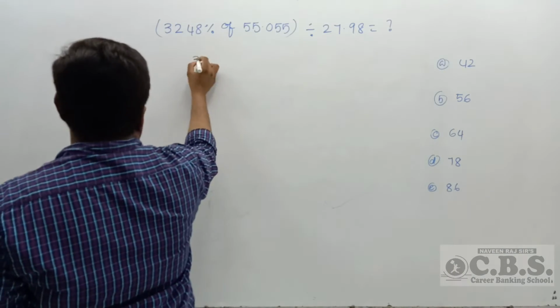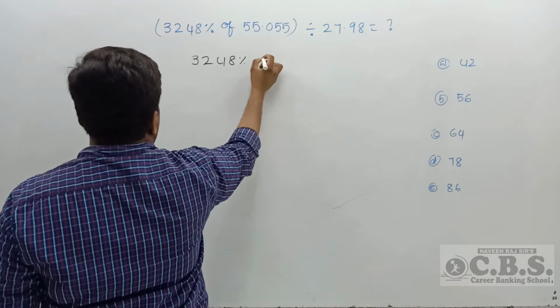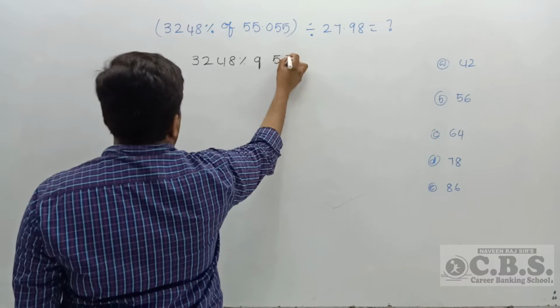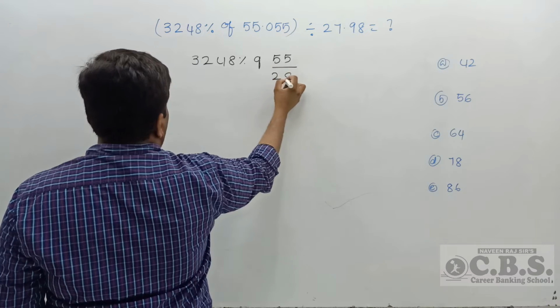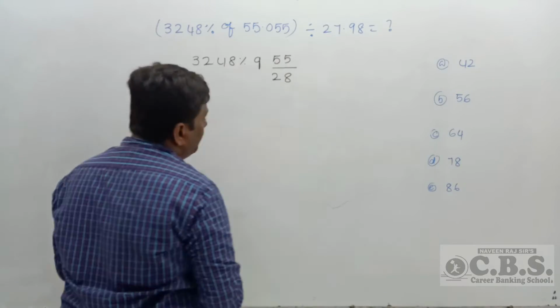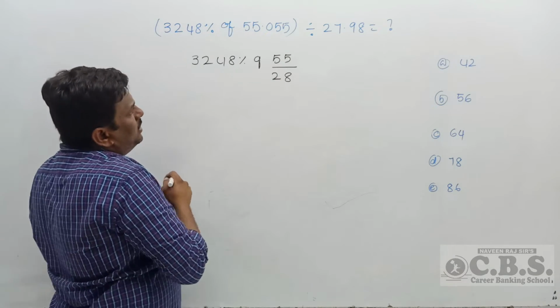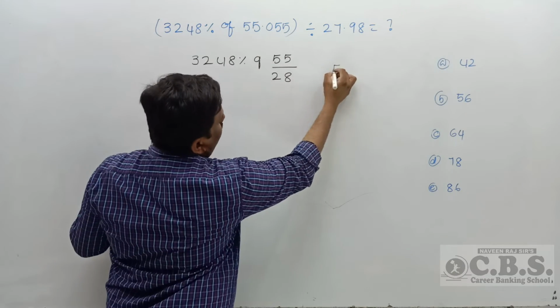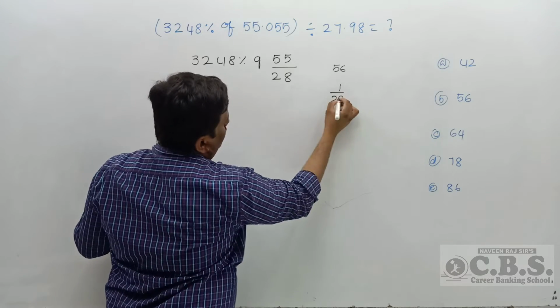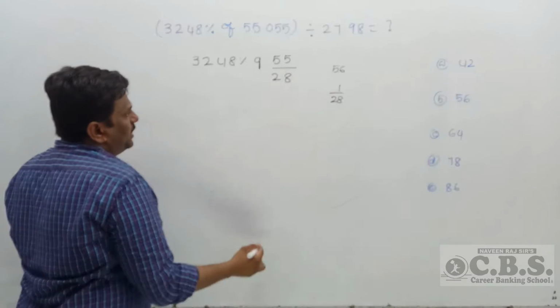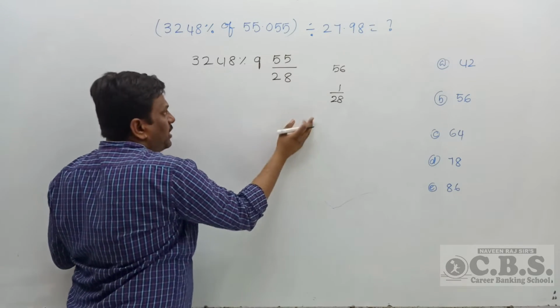So you can take it as 3248 percentage of what is 55, divided by what is this 28. Okay, 28. So nothing but what? If I increase 1, so if I take it as 56, how much increased? 1 by 28 increased. 1 by 28. So how much value did I increase? 1 by 28 value increased.